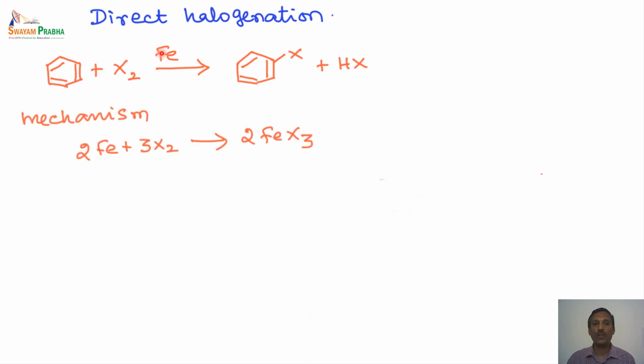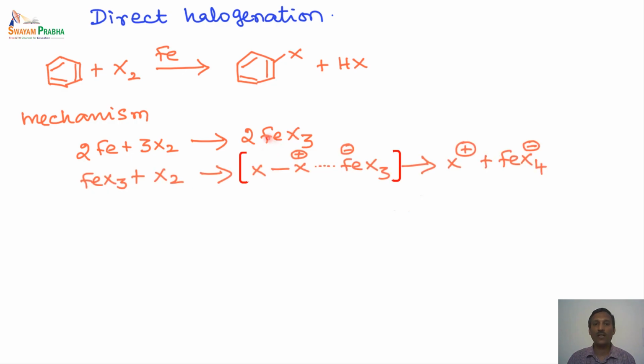In the mechanism, what happens is that the zero valent iron is converted to the active catalyst. The Lewis acid catalyst is generated in situ. This is the initial step that happens. So 2 Fe reacts with 3 X2 halogens to produce 2 FeX3. Preferably the halogen used is either chlorine or bromine. So the iron trihalides are produced in the first step. This is the catalyst that is produced in situ.